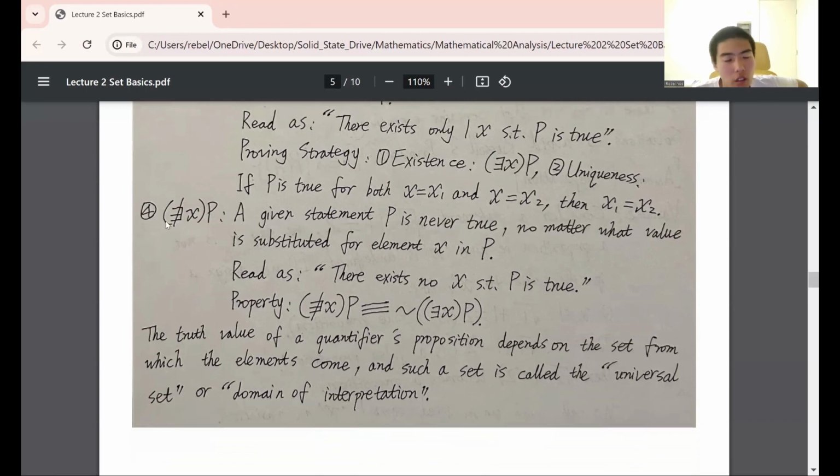And this one is interesting. It means there exists no x such that P is true. So how do you understand this? It means you cannot find any x that satisfies P. For example, we can give an example of this one. Let's say x can only be chosen from 1, 2, 3, 4. So x is chosen from this domain. And the proposition is 1 times x equal to 0, then you cannot find one, right? So that's what this simple symbol means.